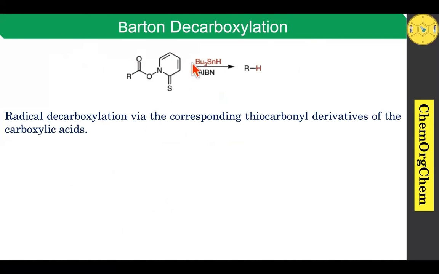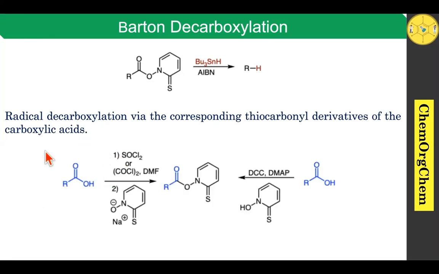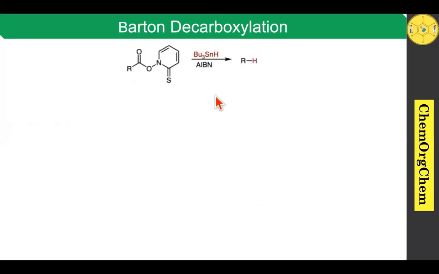Initially, we should see how to make these thiocarbonyl derivatives from carboxylic acid. When you take the carboxylic acid derivative and treat it with either thionyl chloride or oxalyl chloride, it produces the corresponding acid chloride, which reacts with this compound to produce the corresponding thiocarbonyl compound. Or, in another way, you take the carboxylic acid and use a coupling reagent such as DCC, followed by this compound, which produces the corresponding thiocarbonyl derivative. Let's see the mechanism of how this reaction occurs.